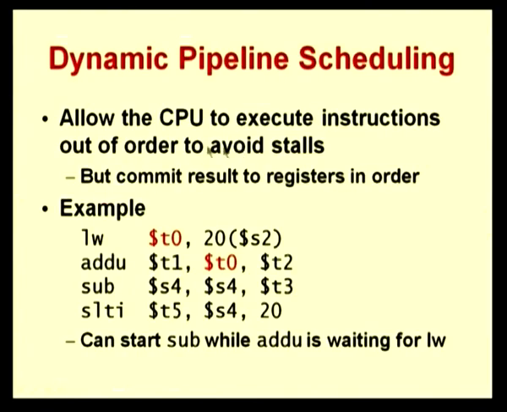So, let us look at an example again for dynamic pipeline scheduling. We have a set of instructions: a load, an add, a subtract, and then a shift left. What we want to do here is allow the CPU to execute instructions out of order to avoid stalls. That is the basic idea when we talk of dynamic pipeline scheduling.